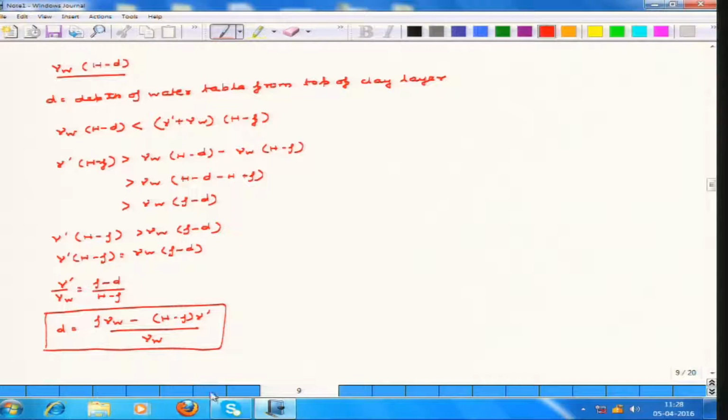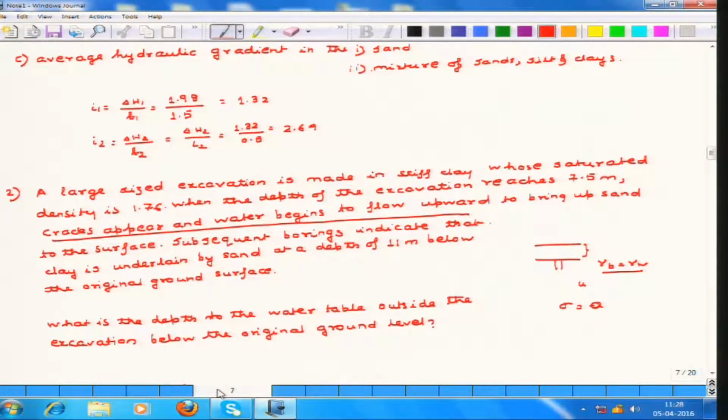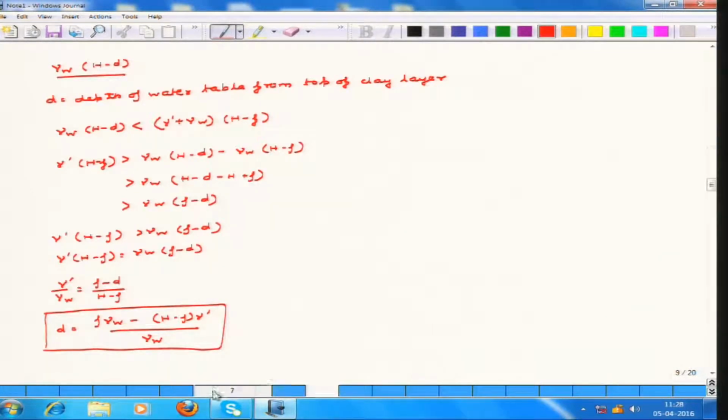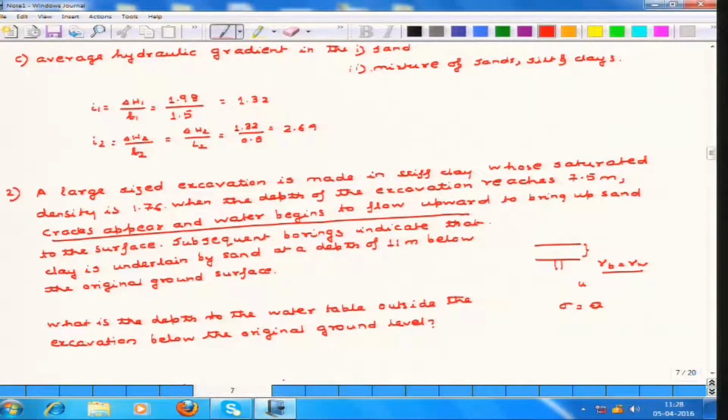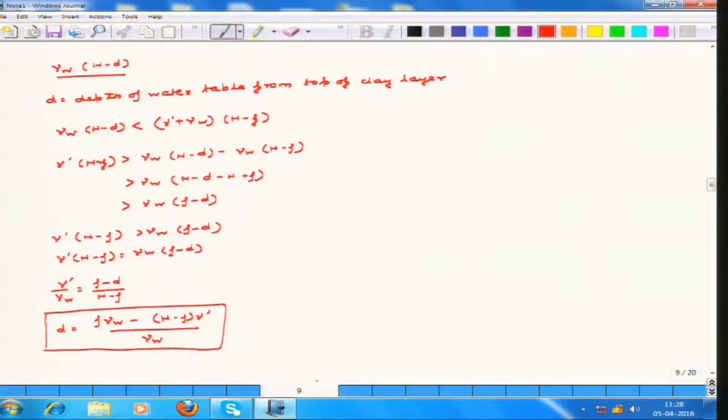Now, all these values are given in the question. The saturated unit weight of clay is given as 1.76, the depth of the excavation F is given as 7.5 meters, and the height of the clay layer is given as 11 meters. If you put all this in, then D is equal to 7.50 into 1 minus 11 minus 7.5 into 0.76, which is equivalent to 4.84 meters.